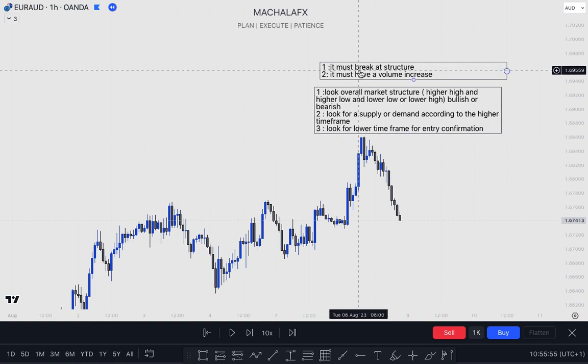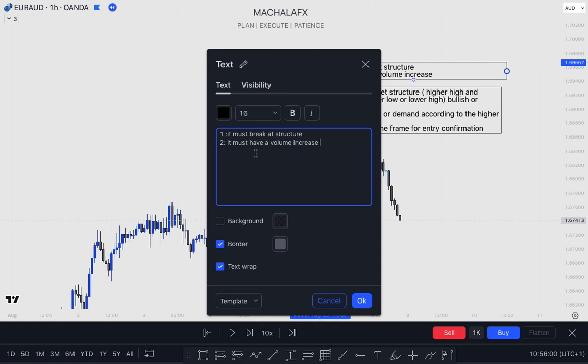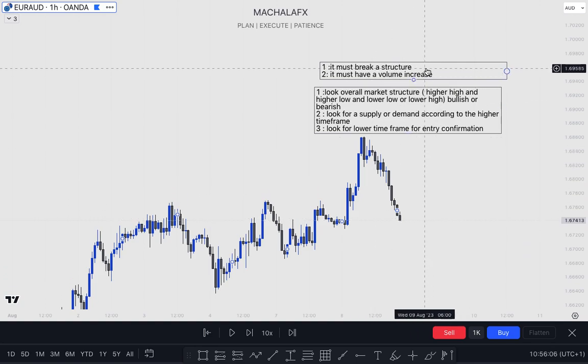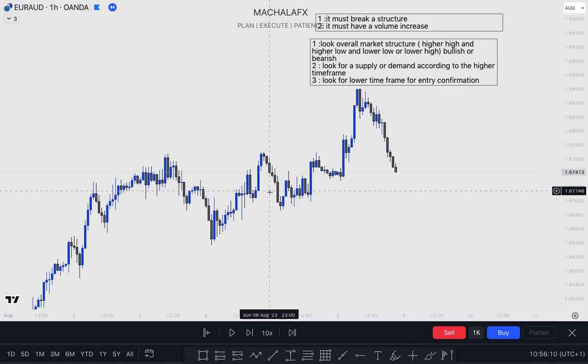Rule number 1, it must break a structure. Rule number 2, it must have a volume increase. Now, what did you see here?